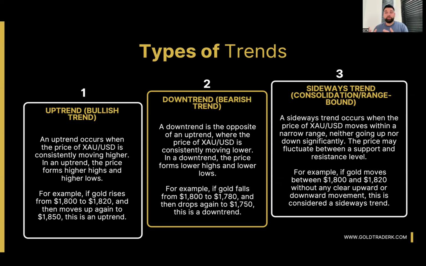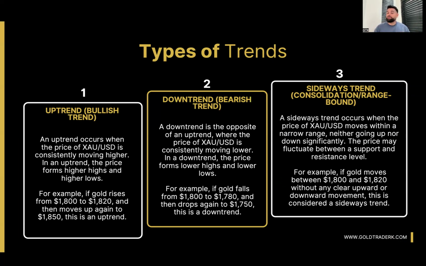Second, downtrend, also known as bearish trend. A downtrend is the opposite of an uptrend, where the price of XAUUSD is consistently moving lower. In a downtrend, the price forms lower highs and lower lows. For example, if gold falls from 1800 to 1780 and then drops again to 1750, this is a downtrend.